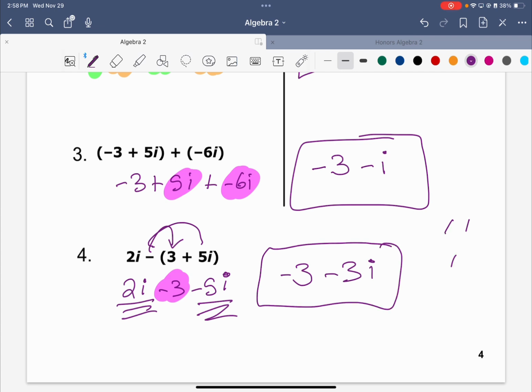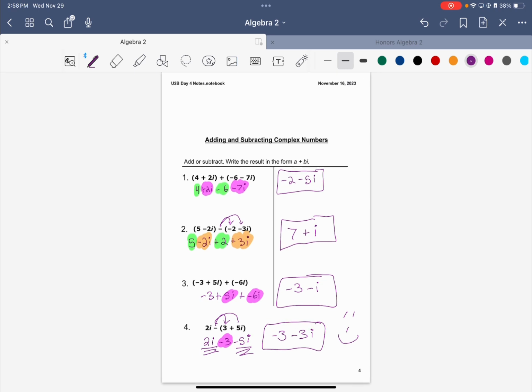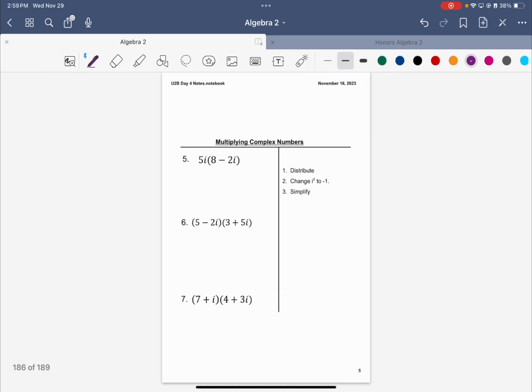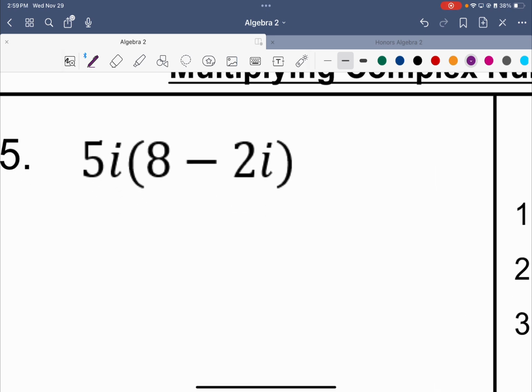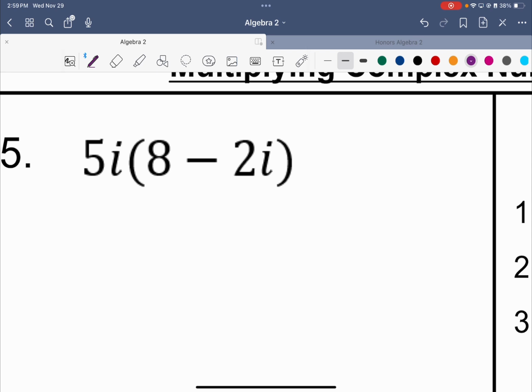Did everybody get them right? Yay! I've taught you something today. I'm so proud. We can add and subtract. That's the easy part. Now the medium part, multiplying. So we get easy to harder. Adding is easiest. Subtracting is easy-ish. Multiplying is still medium easy.